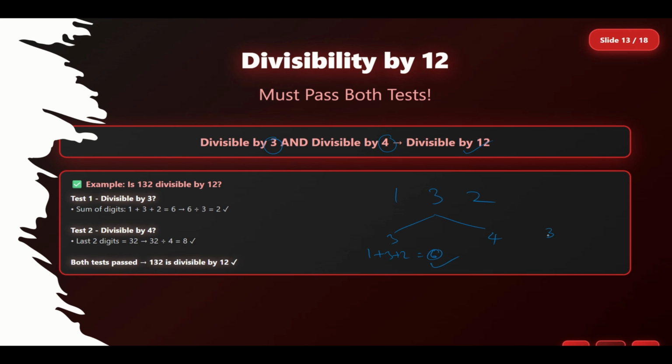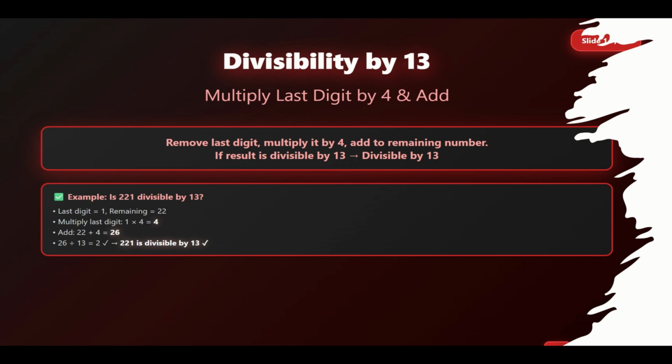Now let's look into the test 2. Divisible by 4. Last two digits in 132 are 32. And 32 is exactly divisible by 4. Therefore, as it passed both the tests, 132 is divisible by 12. We're just combining what we already know. Smart, right? Perfect. Now, divisibility by 13 is much more interesting. Here is the method.